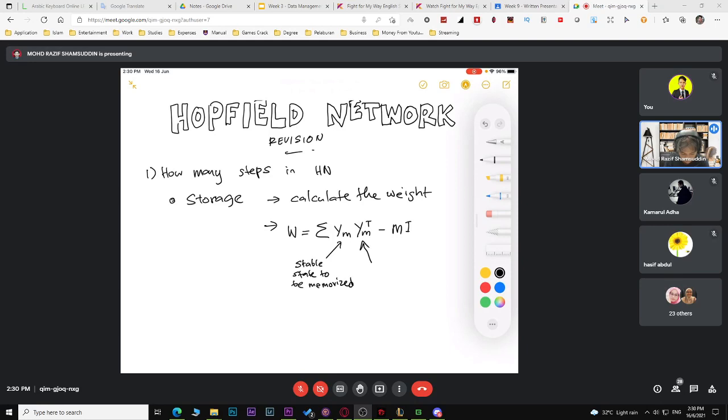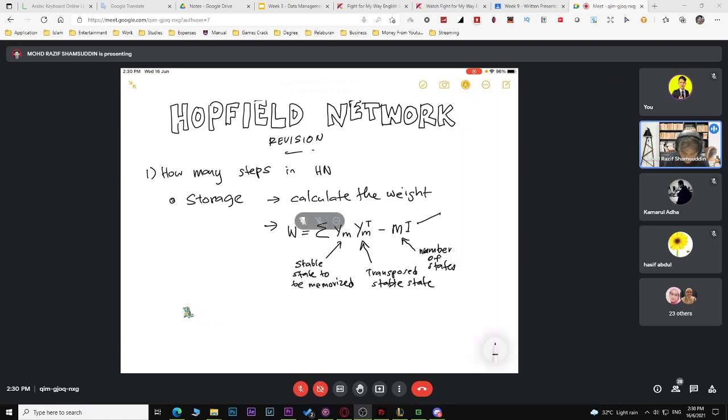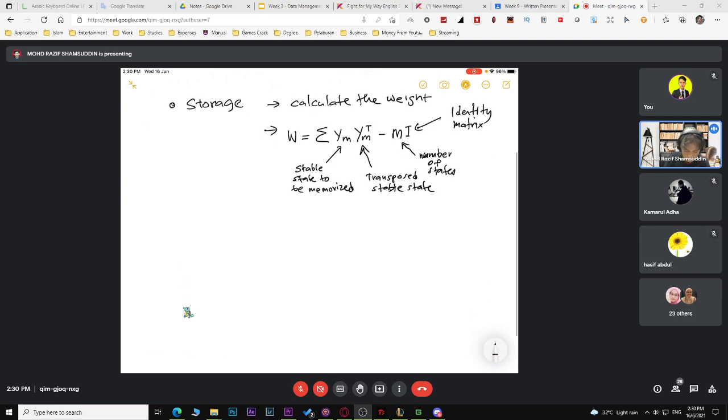This is the transpose. Stable state. So this is the number of states, right? And this is the identity matrix. Okay, good.